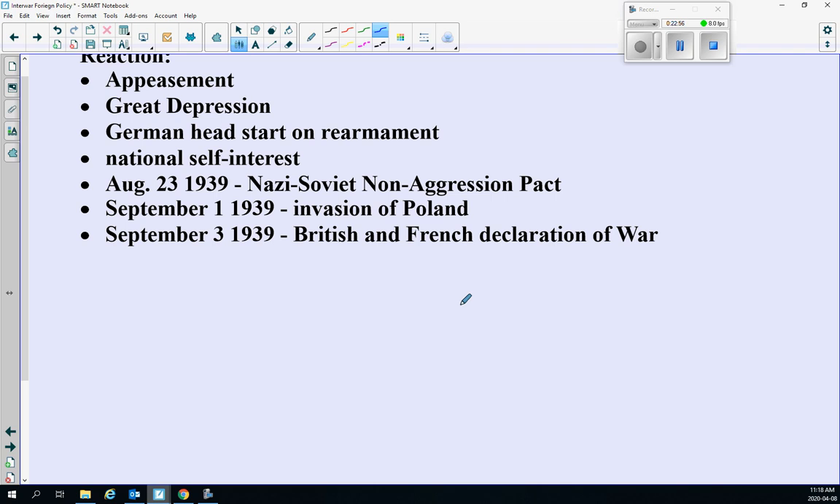Part of the non-aggression pact involved the division of Poland. So the Soviet Union is going to get half of Poland and Germany will get half of Poland. In September of '39, Germany actually invaded Poland and that triggered World War II. Two days later, the British and the French would declare war on Germany, and now you've got the beginning of World War II.